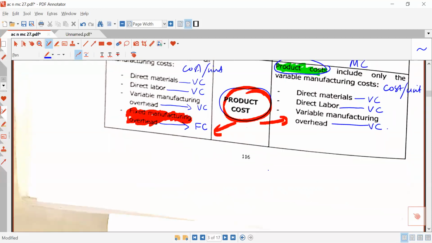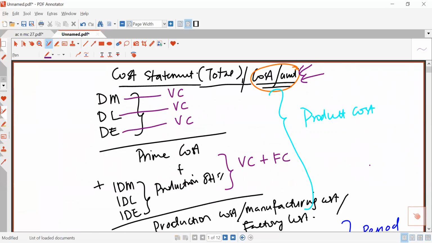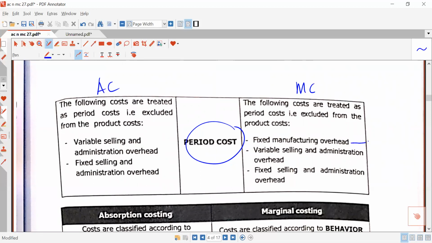Let's go to your period cost. Here we are on MC and this is your AC. Where is your period cost in your cost statement? It should be this part here, right? So we go back to your module. Fixed manufacturing overhead is fixed. Variable selling here is variable, and fixed selling and admin here is your fixed overhead. Here you have variable and this is your fixed cost.